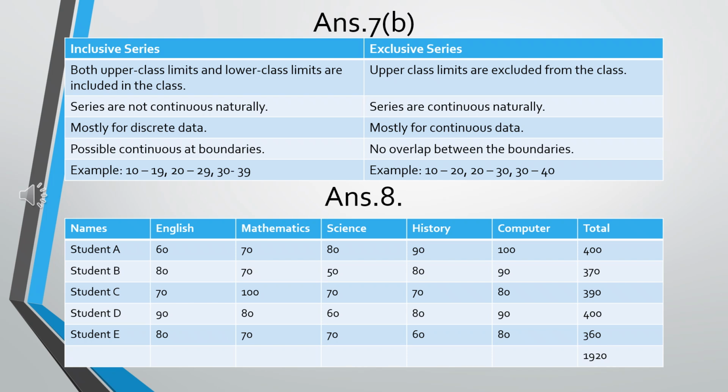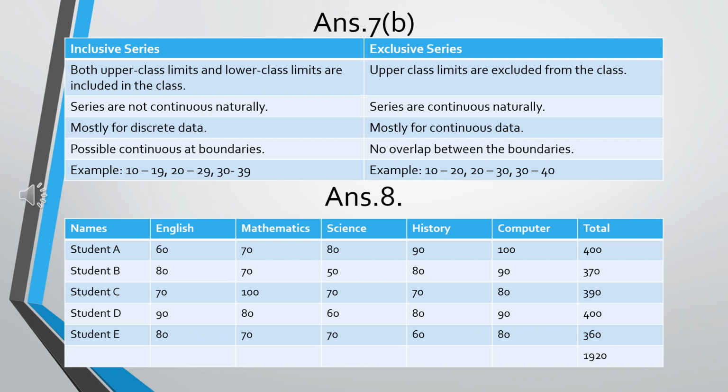And the examples for inclusive series are what? 10 to 19, 20 to 29, 30 to 39. So there is a gap between the classes. These are the examples of inclusive series. While in exclusive series, it is 10 to 20, 20 to 30, 30 to 40. So there are no gaps between the classes. So in this way, we distinguish the two.